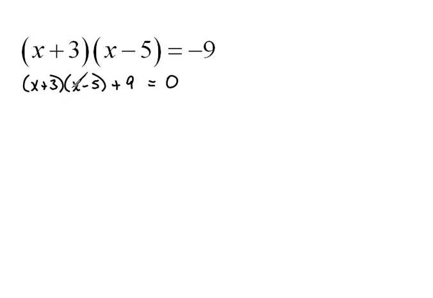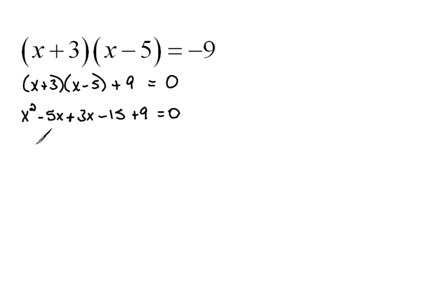Let's go ahead and multiply everything out and put together like terms and see where that leads us. So if I multiply these two binomials, we'll have x times x is x squared. X times -5 would be minus 5x. And then distributing our 3 times x would be plus 3x, and 3 times -5 would be minus 15. That's multiplying out those binomials, and then we have plus 9 equals 0.